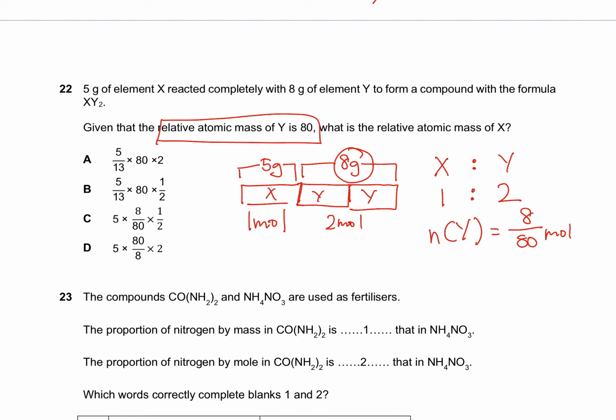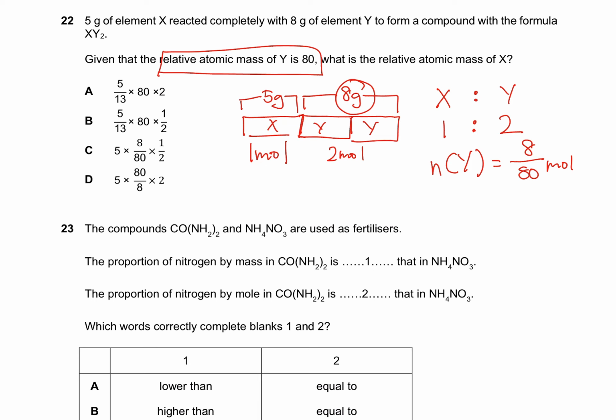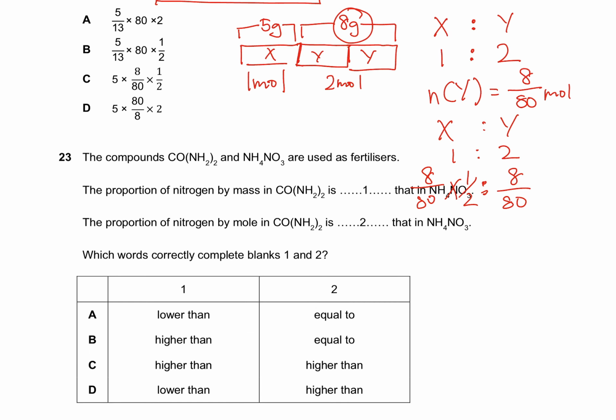And I know that the mole ratio of y to x is 2:1. So if x and y is 1:2, and this is 8:80, number of moles of x would therefore be 8 divided by 80 times half, or divided by 2. Okay, so currently, let me just move down a bit more. I know that the number of moles of x is equal to 8/80 times half, because I need to divide by 2.